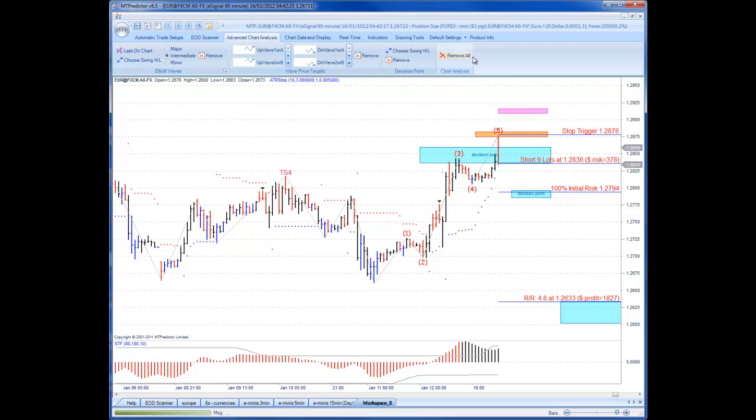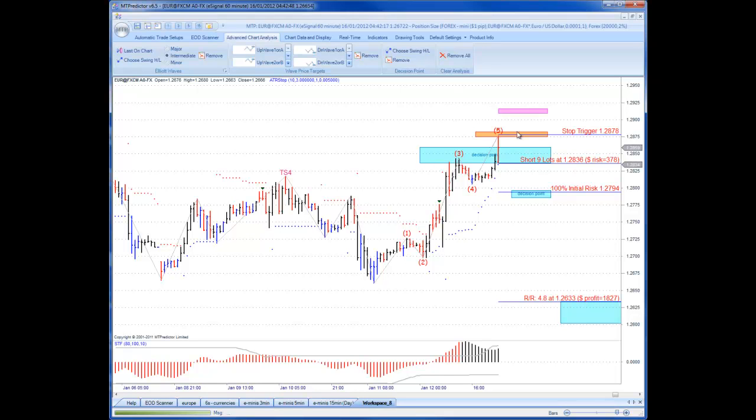In other words, I'm using a $1 pip here on this. It's actually a 60-minute Forex chart. So it's a 60-minute chart of the euro against the US dollar. So this would represent potential $1,800 profit, all for a $370-odd initial risk. In other words, 4.8 times the initial risk. So a good potential trade.